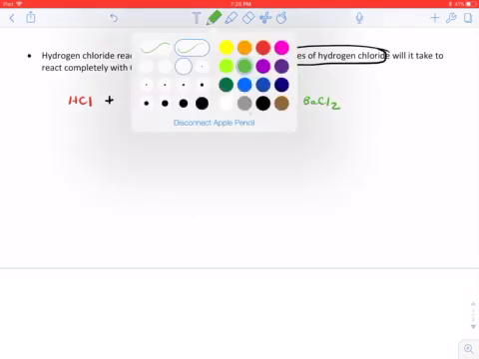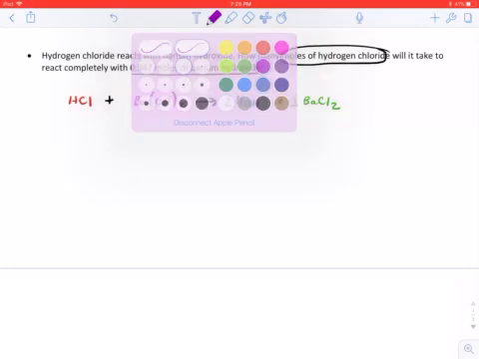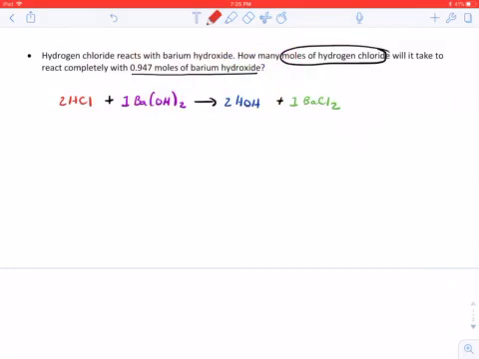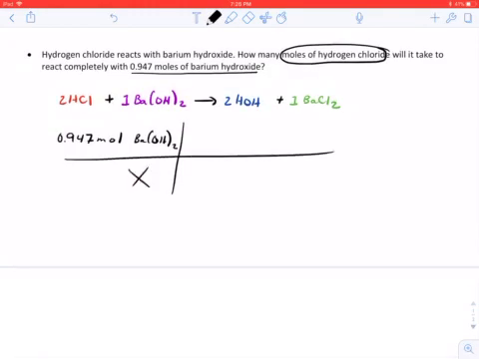In front of BaCl2, we're going to have a 1. In front of H2O, we're going to have a 2. In front of barium hydroxide, a 1. And in front of HCl, a 2. Now we have our balanced chemical equation, which is our first step. Our second step says to find moles, if necessary. We don't need to find moles because we're already given moles. So we're going to say 0.947 moles of barium hydroxide, Ba(OH)2, and our goal is to convert that to moles of hydrogen chloride.